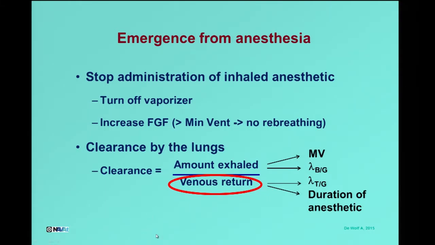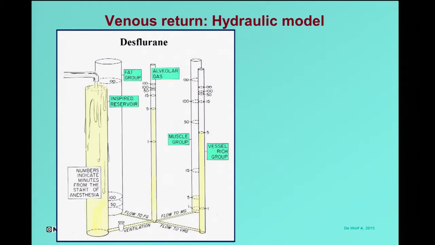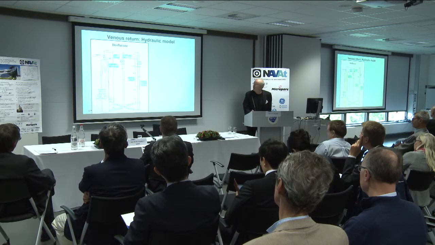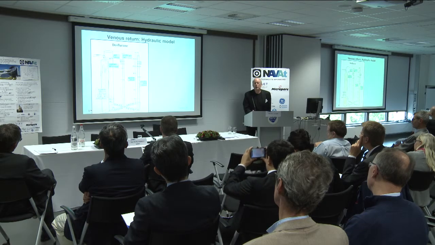If we look at venous return, the venous return depends on the tissue gas solubility and on the duration of anesthetic, on how much of our containers have been filled up. And this is a hydraulic illustration of the 4-compartment model. Anybody who has read Lowe and Ernst knows what this means. And I have 4 different compartments.